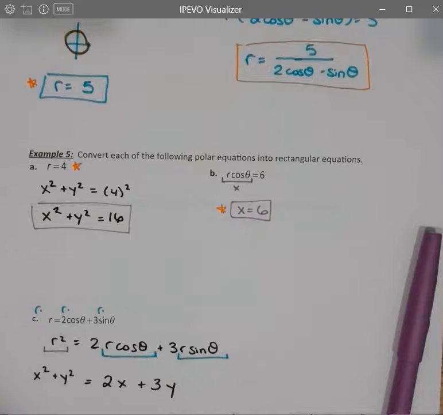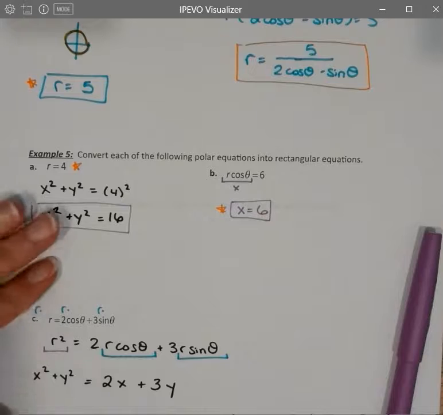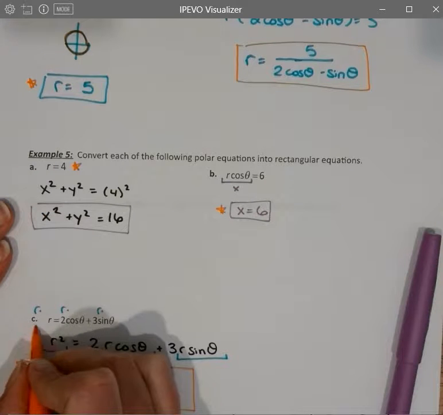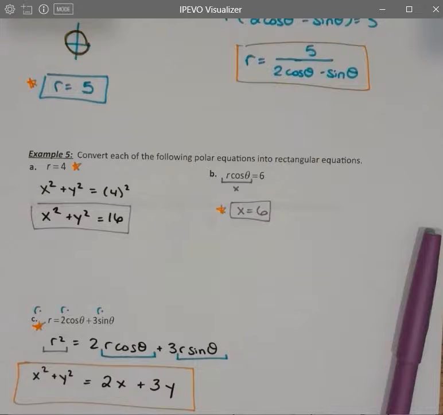Okay, so here's our equation. This equation is certainly not a function. I don't even know how to solve it for y. So it's something that's not represented well in rectangular, represented better in polar. So let's graph it in both of those.